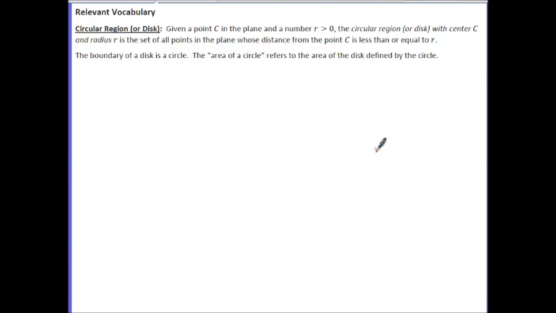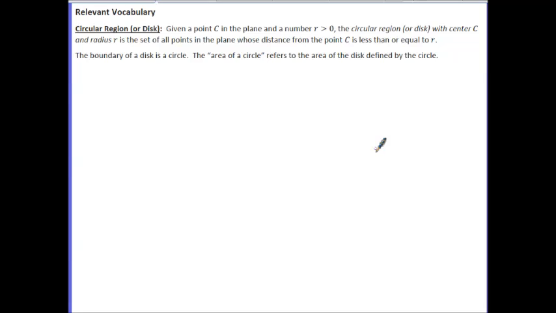Some relevant vocabulary that you might want to be aware of is a circular region or disk. Given a point C in the plane and a number r greater than 0, the circular region or disk with center C and radius r is the set of all points in the plane whose distance from the point C is less than or equal to r. The boundary of a disk is a circle, and the area of a circle refers to the area of the disk defined by the circle.